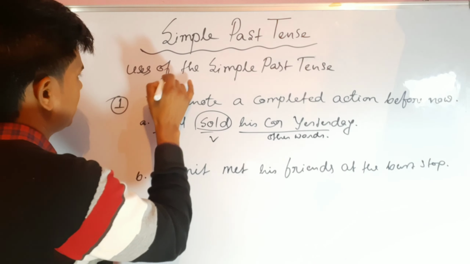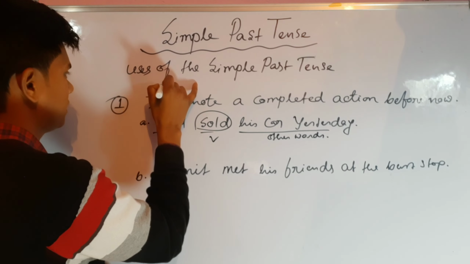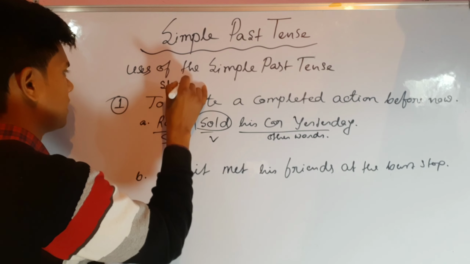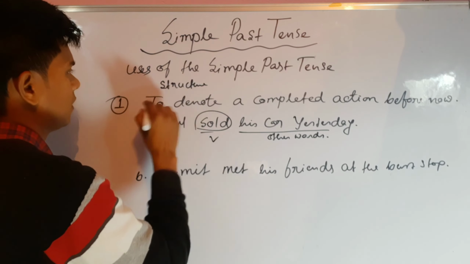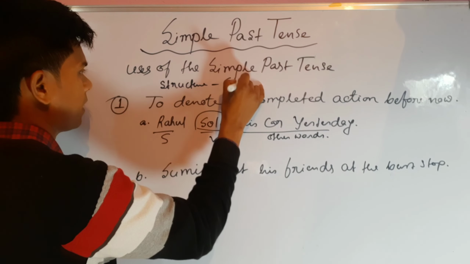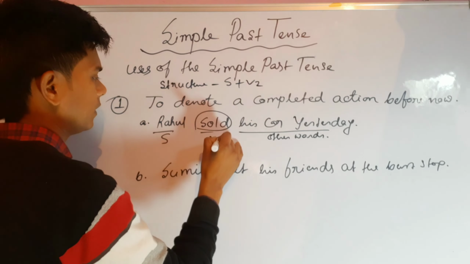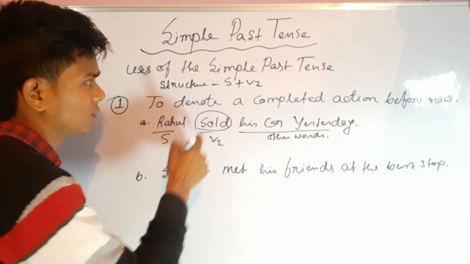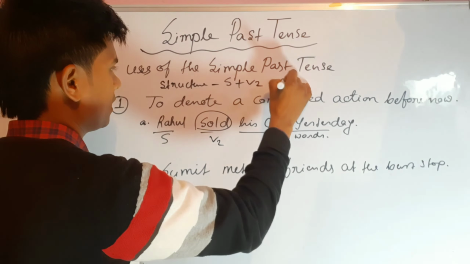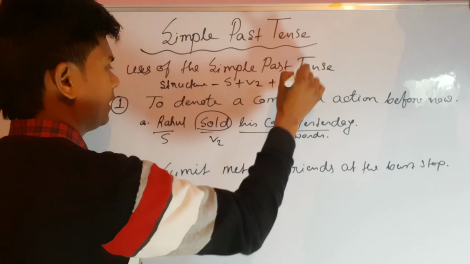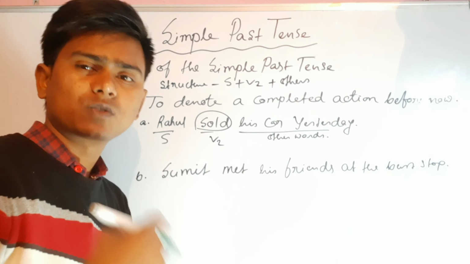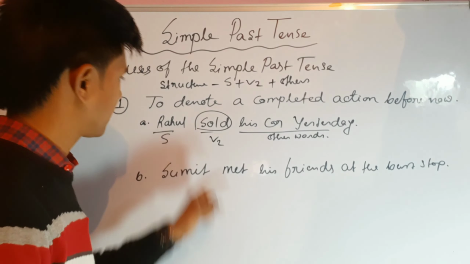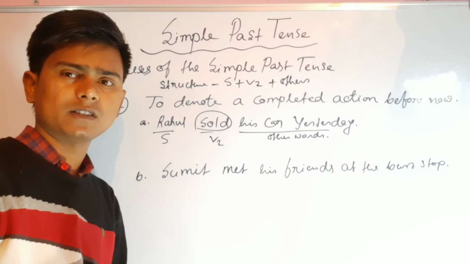It means what? The key structure. What will be the structure? Subject plus V2. It is V2, no? Subject plus V2 plus others. In others, we can also have an object, right? So this way simple past tense is used.